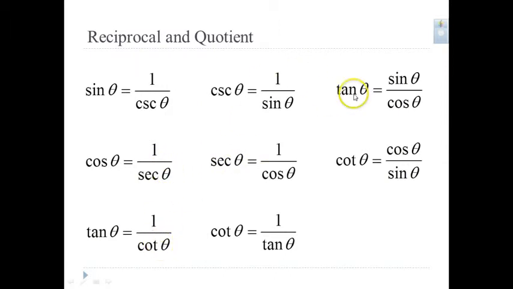We also found out in Chapter 4 that the tangent of theta is equal to the sine over the cosine, and since cotangent is the reciprocal of that, cotangent is equal to cosine over sine. So these are reciprocal and quotient identities that we'll use.